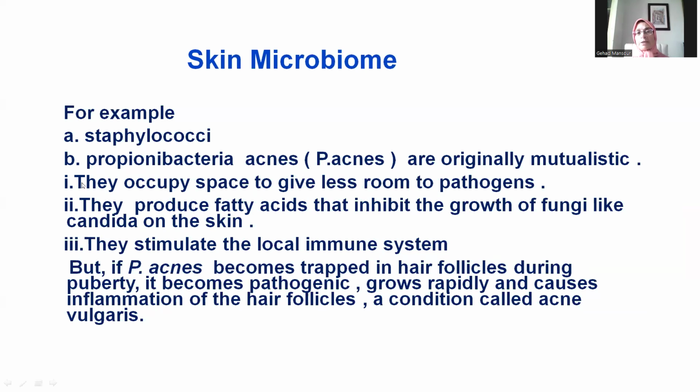We are repeating ourselves. So you can choose any of these benefits and write them on the test if it is required. They occupy space, meaning that the more they are, the more space they occupy, and the fewer pathogens that are allowed to be present in the space. Number two, they produce organic acids like fatty acids that inhibit the growth of fungal organisms like the unicellular fungus candida. And number three, as we said before, they stimulate the local immune system.